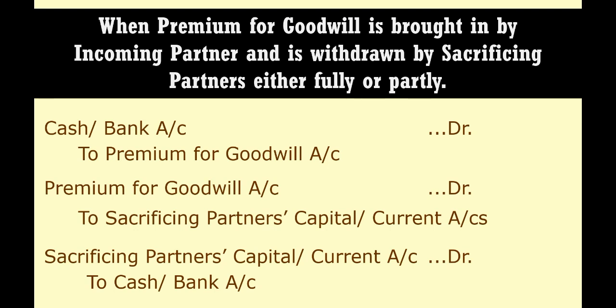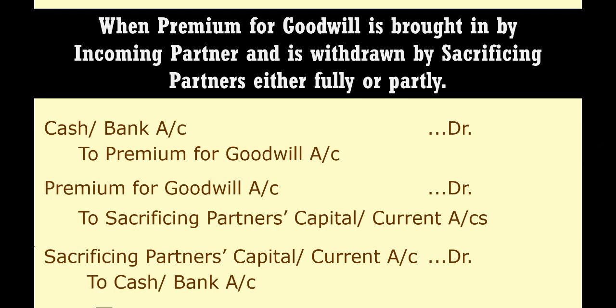Once again, cash or bank account debit to premium for goodwill. When we get cash for the goodwill, then to distribute this among sacrificing partners, premium for goodwill account debit to sacrificing partners capital or current account. Now this you can do either in sacrificing ratio or according to the method which I am going to tell. Then sacrificing partners capital or current account debit to cash or bank account, recorded as drawing.